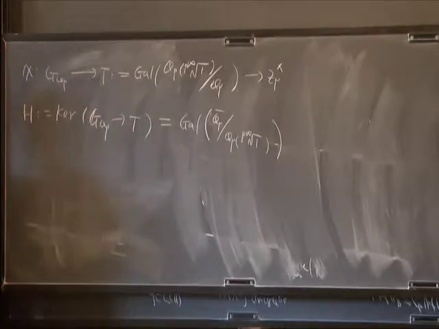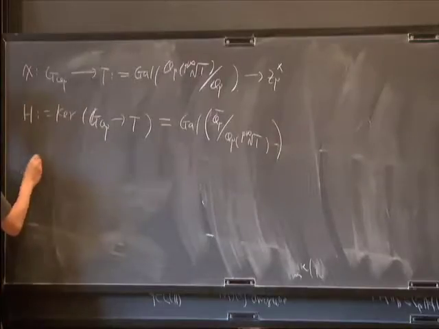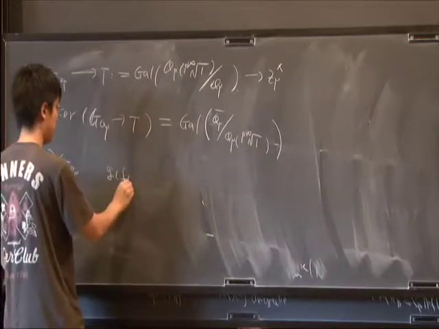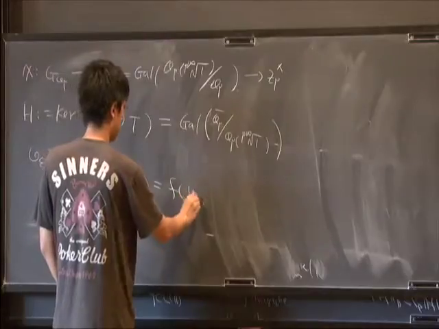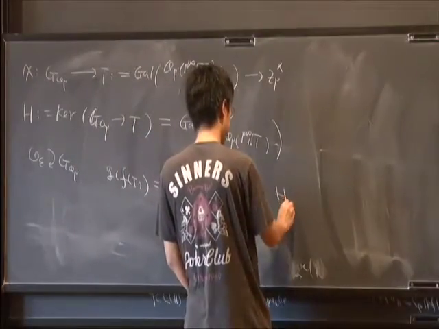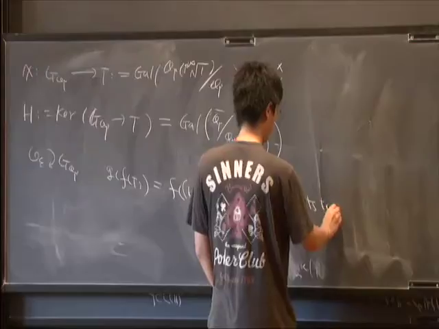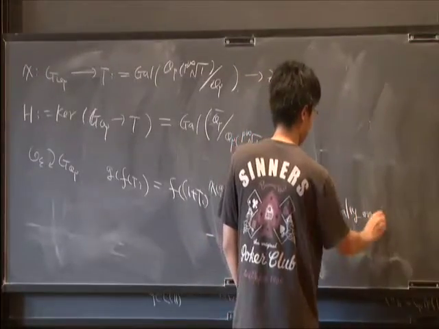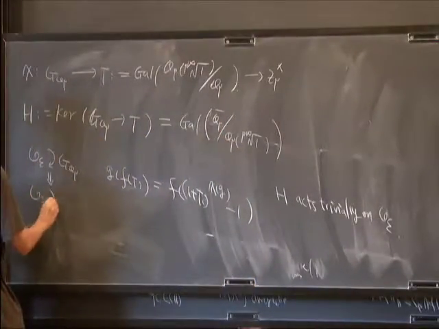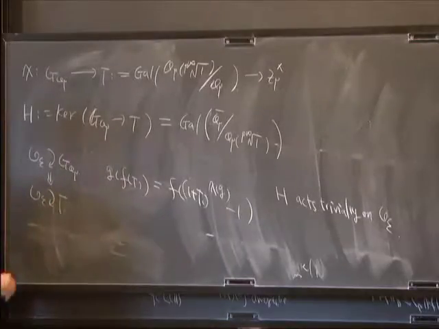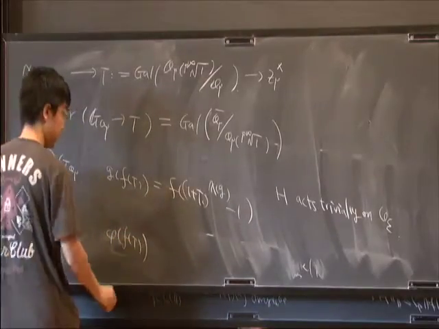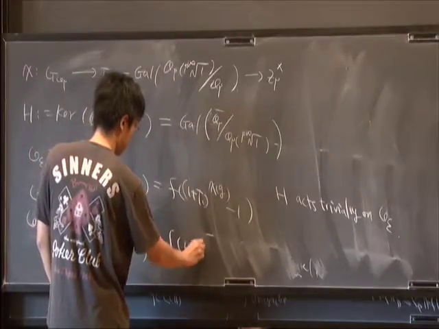Then we define a Galois action on O_E by the formula g f(T) equal to f(1 plus T to the chi(g) power minus 1). So it's easy to see that H acts trivially on O_E, so this action reduces to an action of Gamma on O_E. And also we define the Frobenius action on O_E by the formula phi f(T) equal to f(1 plus T to the p-th power minus 1).